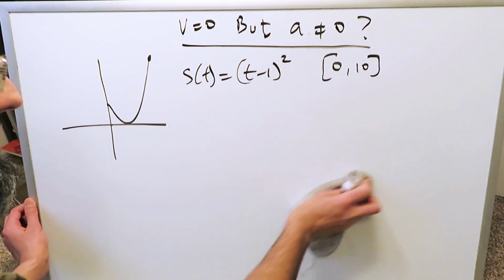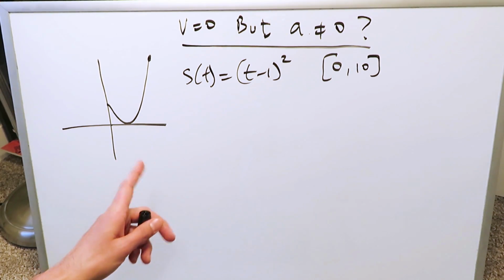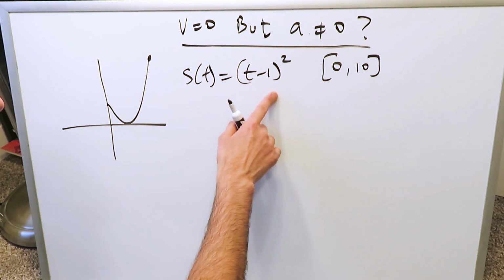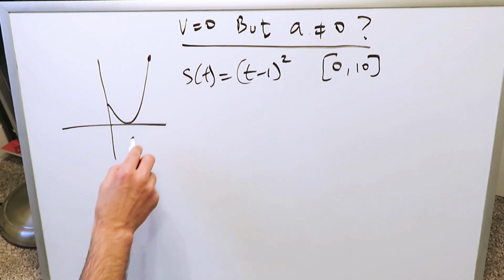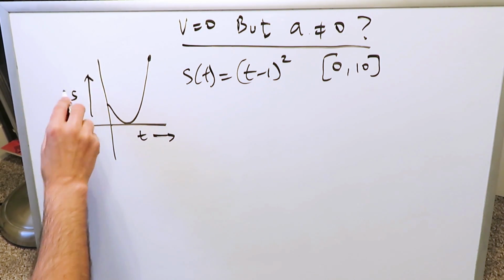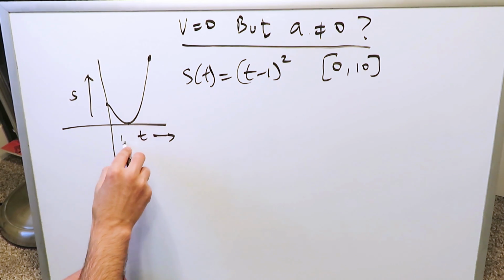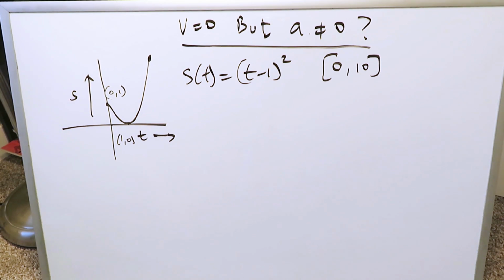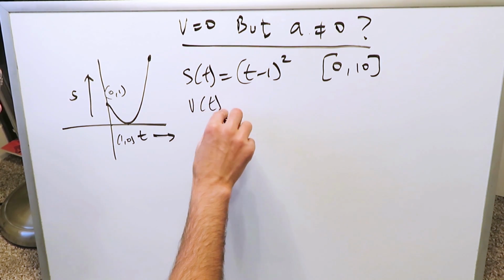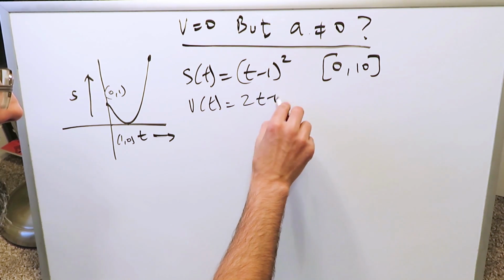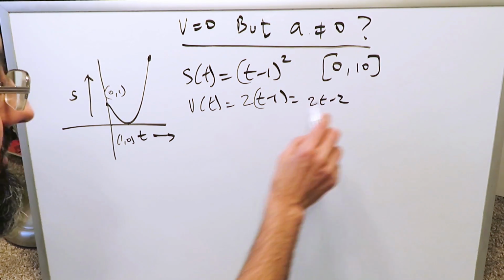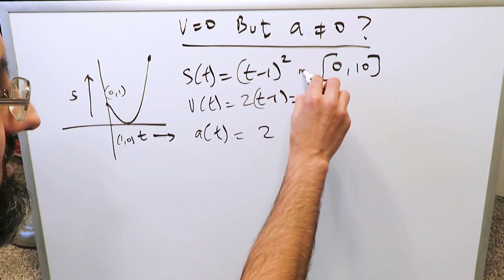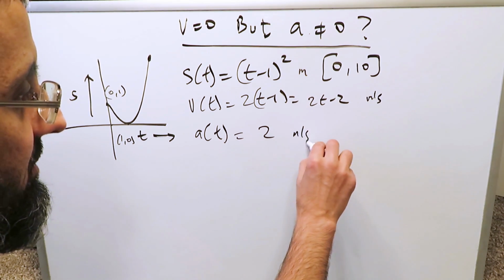Let's look at it now with regards to a general theoretical situation where you can have velocity 0 but acceleration not equal to 0. Look right here at this parabolic function (t minus 1) whole square, time 0 to 10. Time is along the x-axis, position is along the y-axis. The vertex here will be (1, 0), and then the y-intercept will be (0, 1). Now, if you take the derivative of this, you arrive at the velocity function: 2(t minus 1), which opens up to 2t minus 2. Take the derivative of that again, and you'll have 2. This right here is meters, this here is meters per second, and this here is meters per second square.